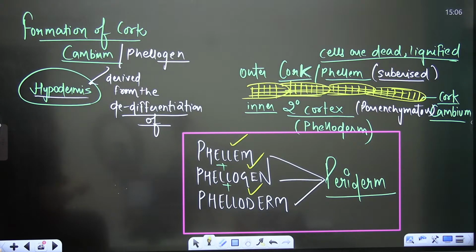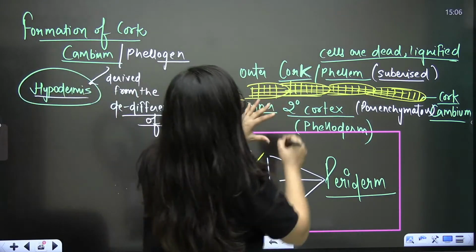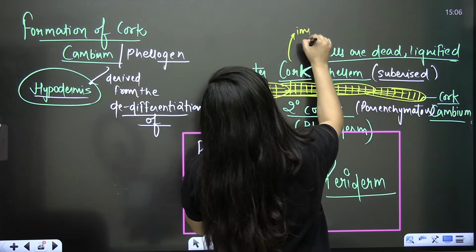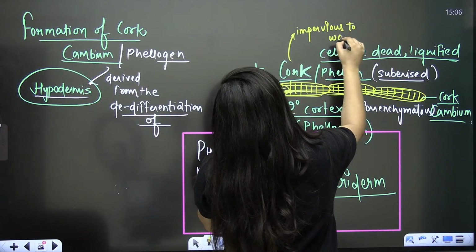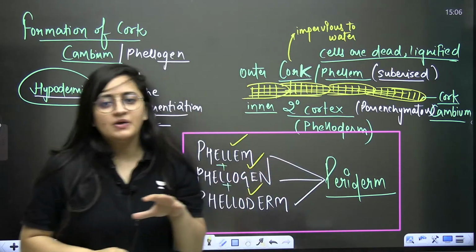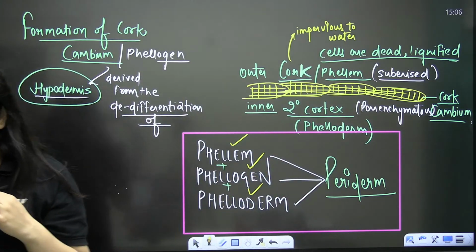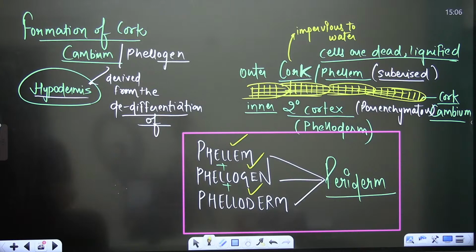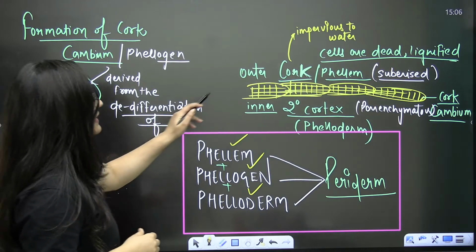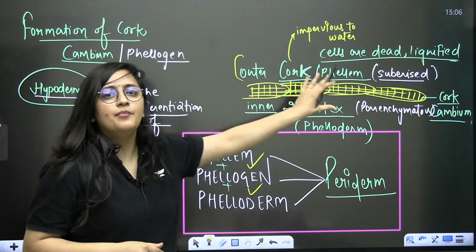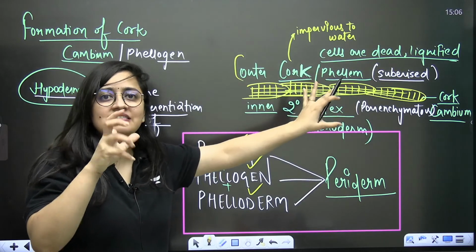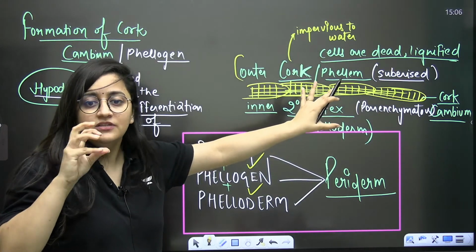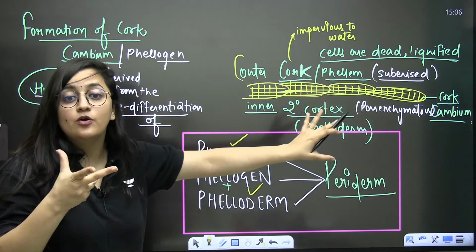Clear? So obviously if cork is suberized, can I say that it is impervious to water, that it will not allow water movement? Yes, of course I can say that. So this cork, made up of dead, suberized cells, also has commercial purpose in some trees, like the oak tree.